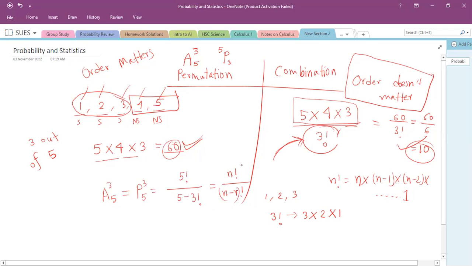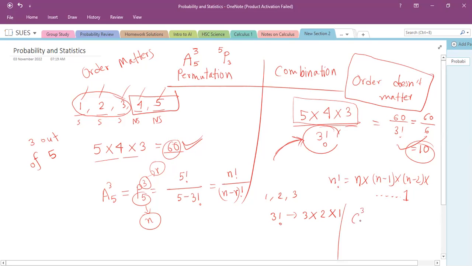N factorial by n minus r factorial. So here is n, and here is r. So we take r numbers out of n numbers. That's why the formula is n factorial by n minus r factorial. And for the formula for combination, we write it this way.